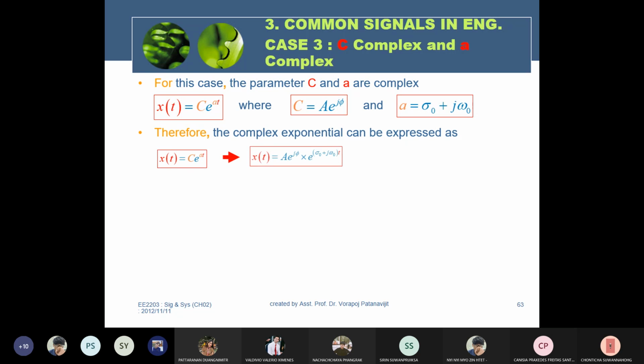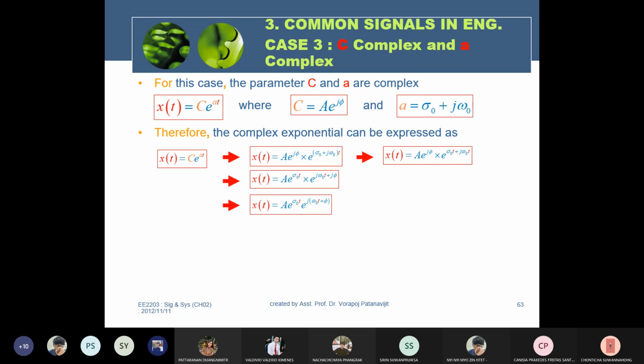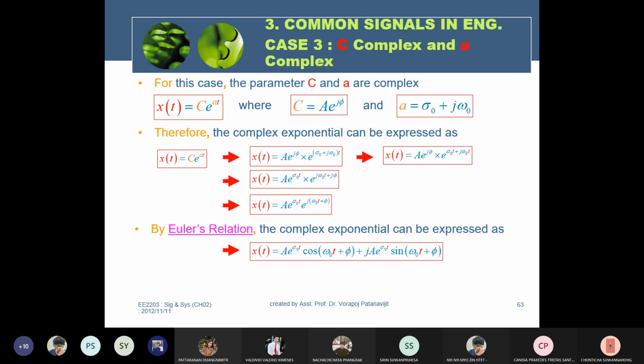Okay, C substitute in here, A substitute in here, and in this case, you can group them. When you group them, you can observe that this term has j omega, it's common. For this term, the decaying or decreasing exponential, we cannot do anything. But here, e^(j theta) again equals cos theta plus j sine theta. Yes, we can use Euler again. By Euler's relation, the complex exponential can be expressed as follows.